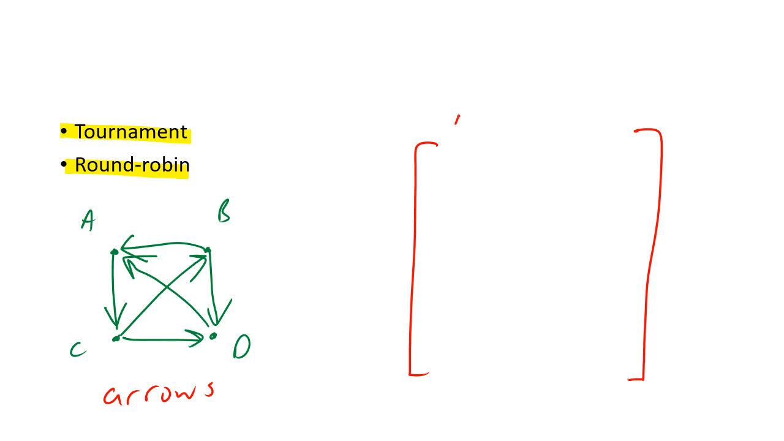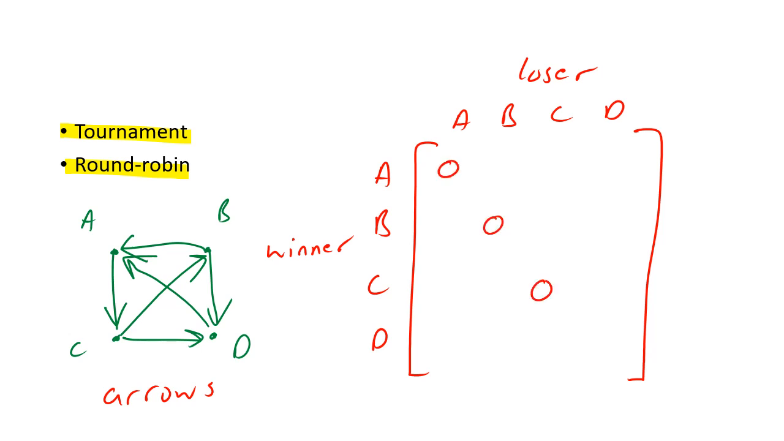Now, just like before, we have an A, a B, a C, and a D, and then we have an A, a B, a C, and a D. And on the left, we have the winner. And on the top here, we have the loser. Teams don't normally play themselves in a match, so that's why A cannot play A, B cannot play B, C cannot play C, and D cannot play D.